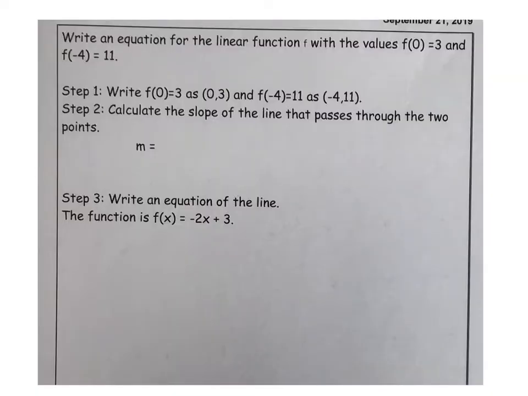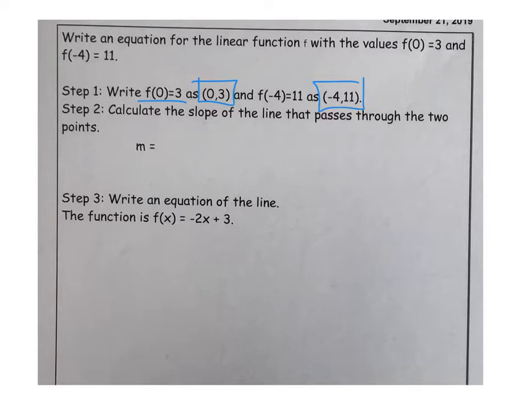So in this situation here, it says write an equation of the linear function f with the values f of 0 is equal to 3 and f of negative 4 is equal to 11. Now we talked about function notation. The important thing is to recognize that f of 0 equals 3 just means the point (0, 3). f of negative 4 is equal to 11 just means the point (negative 4, 11).